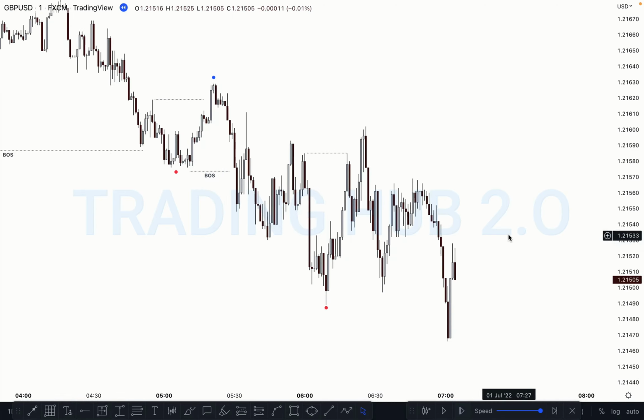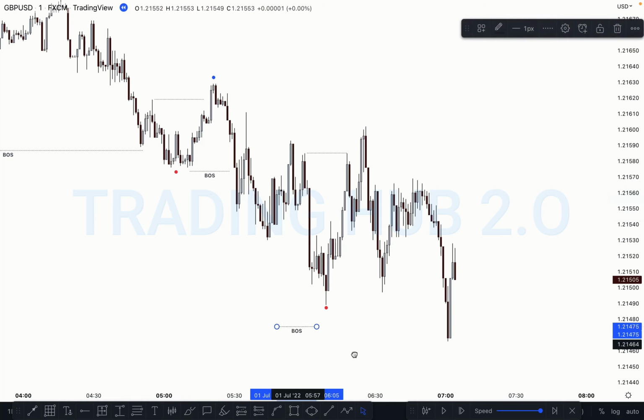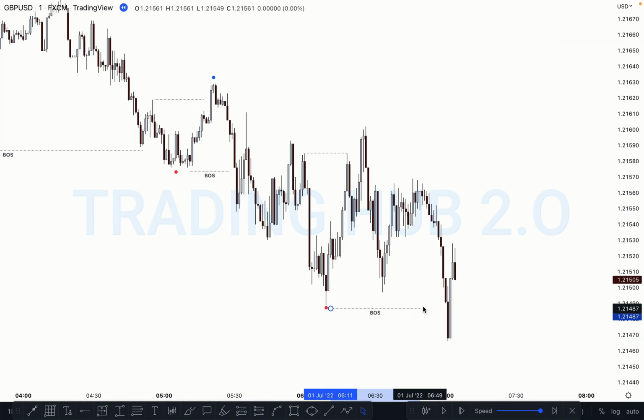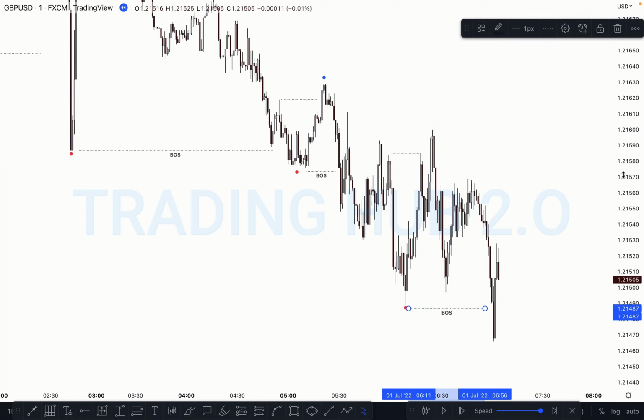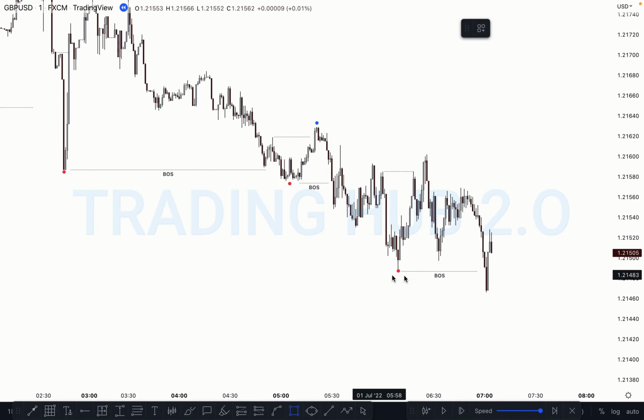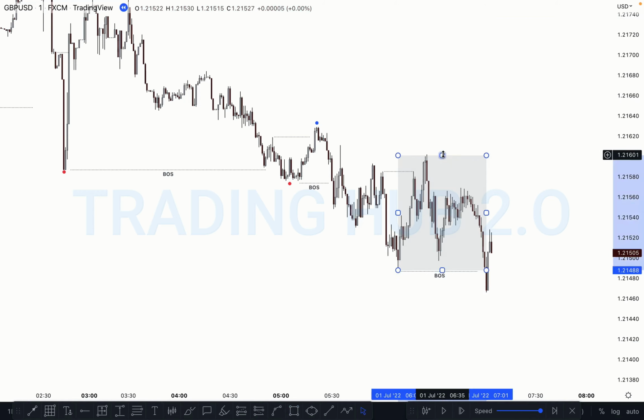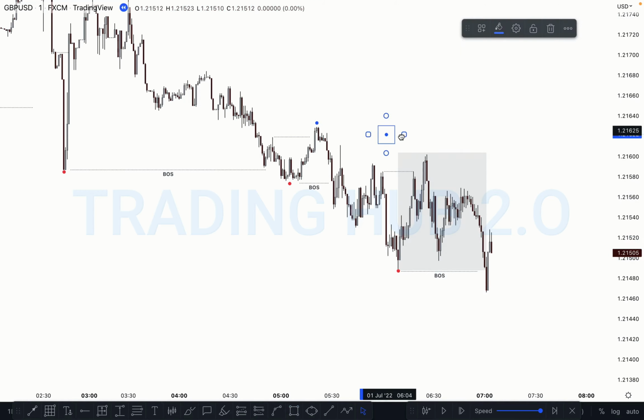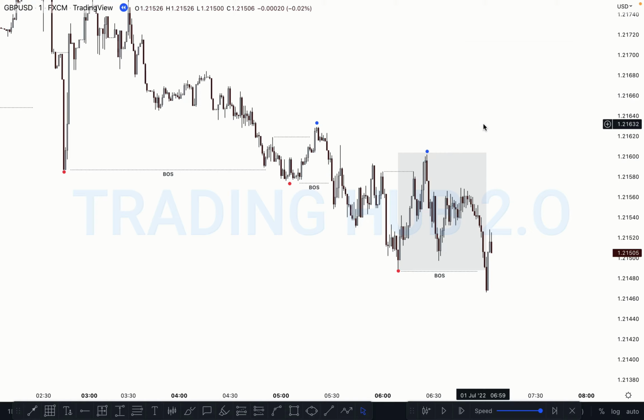Wait for the break of structure. As you can see here, the market breaks the structure here, right? So mark the area from here to here. As you can see, this becomes our new lower high, correct?